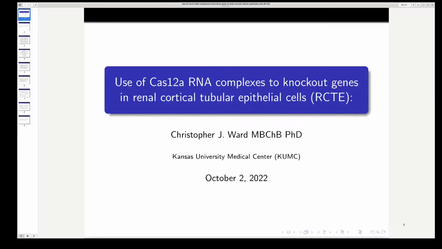Hi, my name's Christopher James Ward from the Kansas University Medical Center, and today I want to talk about the use of Cas12a RNA complexes to knock out genes in renal cortical tubular epithelial cells, RCTE cells. Now, RCTE cells are male human renal epithelial cells, and they're an immortalized line originally isolated in the Cas12a lab.